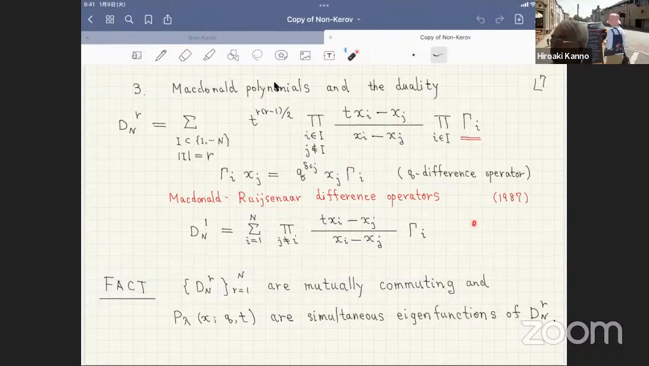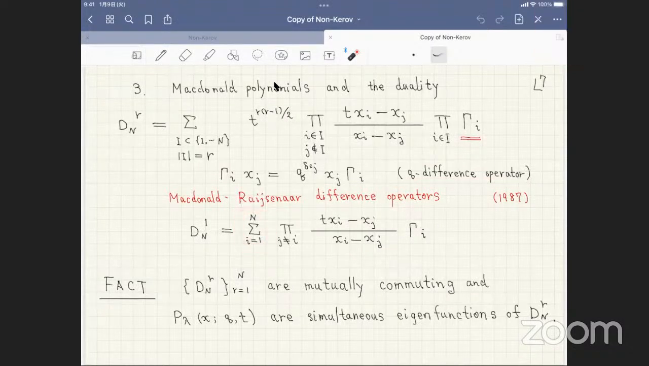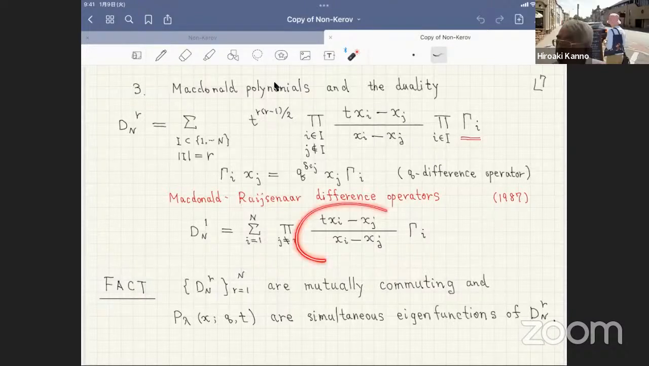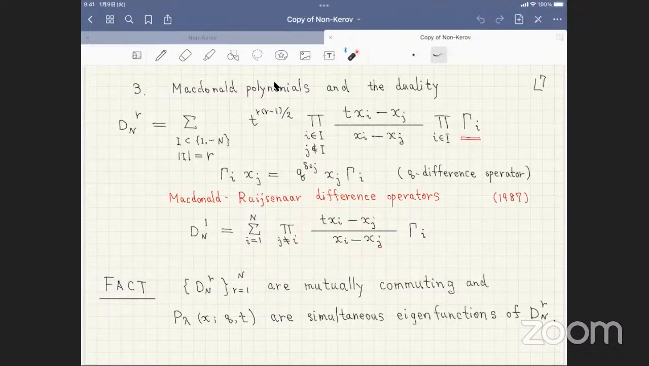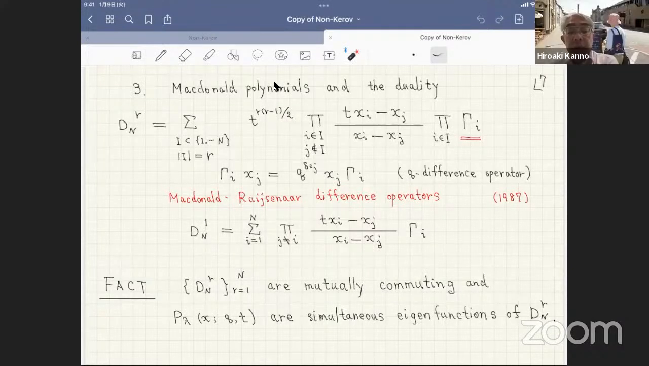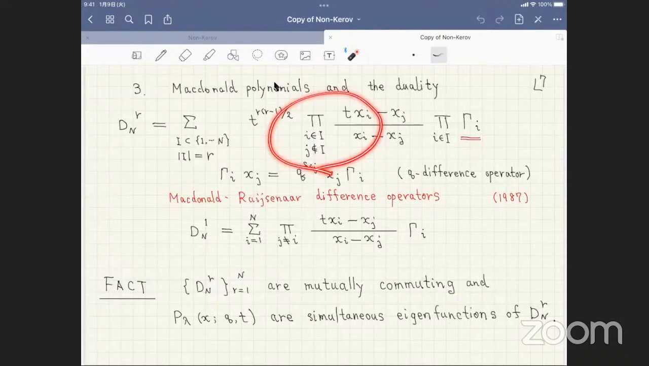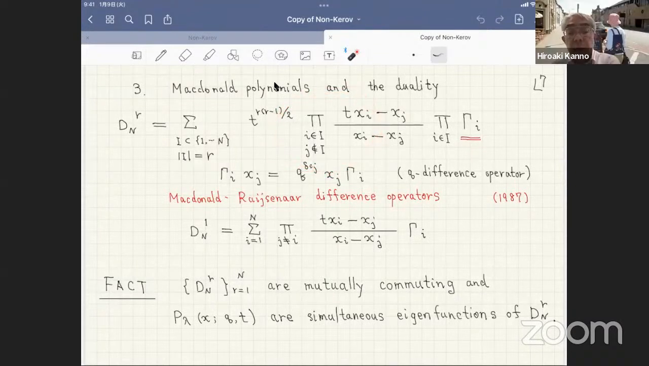When R equals 1, this is the first order Q difference operator, and this is a linear combination of difference operators with n terms, and the coefficient is given in this way. The famous fact is that these Hamiltonians, or Q difference operators, are mutually commuting, and Macdonald polynomials are joint eigenfunctions of these commuting Hamiltonians.